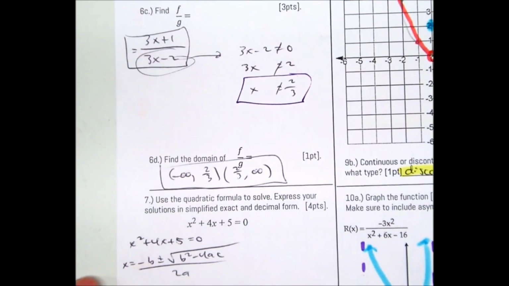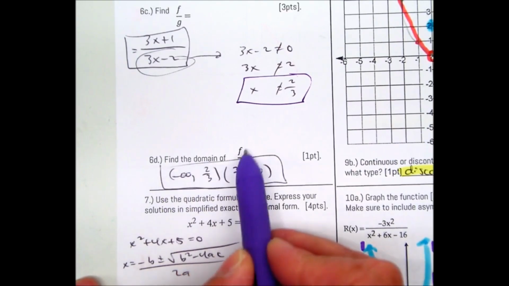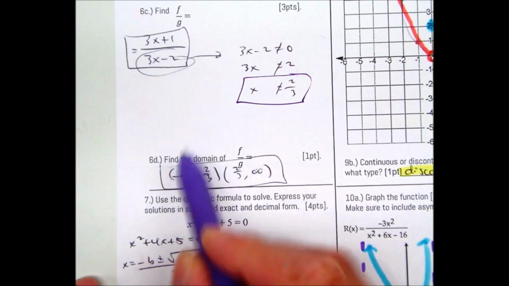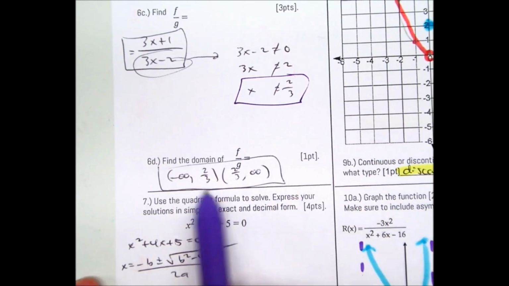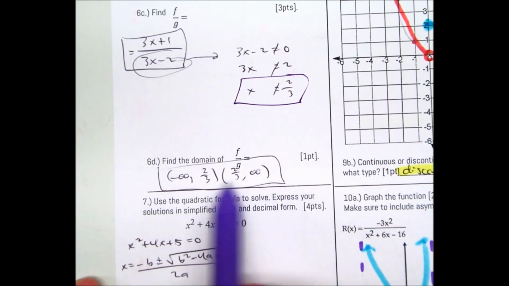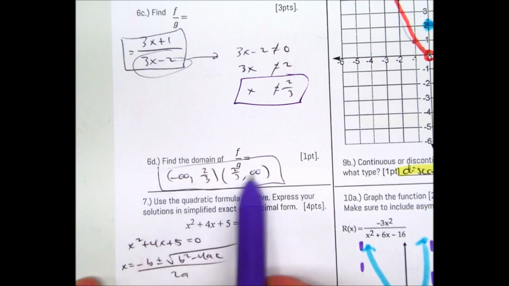Question 6D says find the domain of f divided by g. So if you did that, you realize that you could pick any number except for 2/3. So here is my interval notation that shows me you can pick any number except for 2/3.